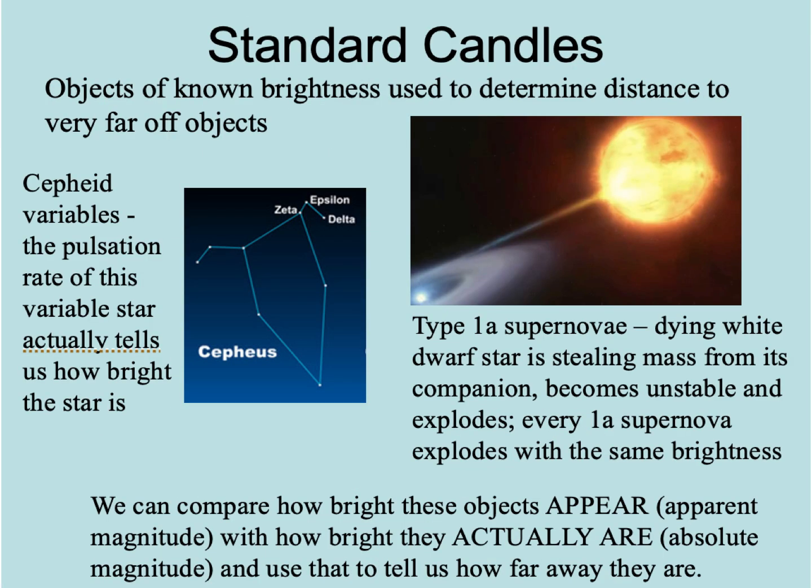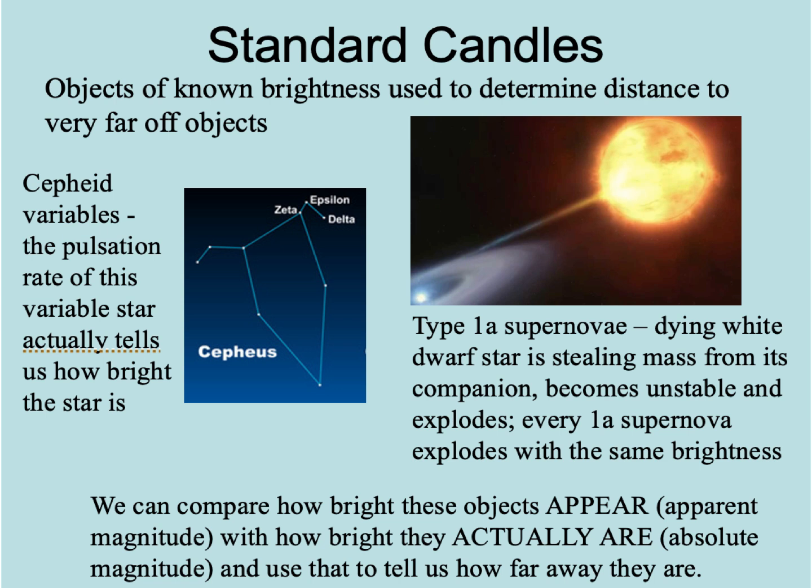Cepheid variables are a type of object called a standard candle. They are objects of known brightness that can be used to determine the distance to far-off objects. In the case of Cepheid variables, remember that the pulsation rate determines their brightness. Another type of standard candle is the type 1A supernova. This type of supernova explosion always explodes with the same brightness. Standard candles are important because if we know how bright an object actually is, we can compare that to how bright it looks and thus determine how far away the object is.